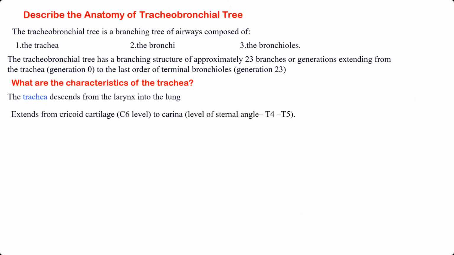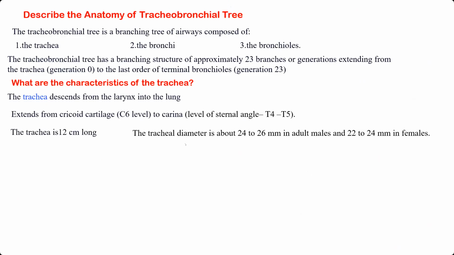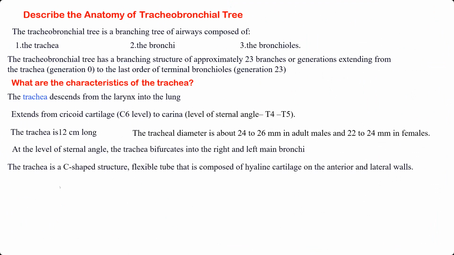So this is the length extension of the trachea. It is about 12 centimeters long in an adult, and it has a diameter of 24 to 26 millimeters, not centimeters, and it is a slightly lesser diameter in females. And at the level of the sternal angle, it bifurcates into right and left main bronchi, and the trachea has a C-shaped cartilage. Why is there a C-shaped cartilage? It is not a complete ring. What is the reason for that?